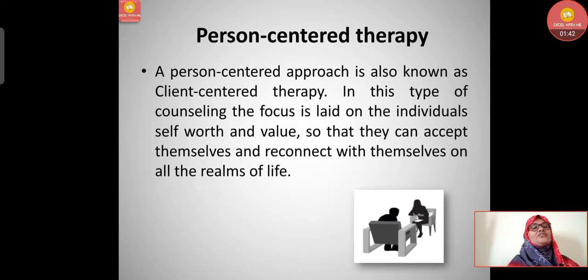person-centered counseling. Before that, let me tell you about one term, that is person-centered therapy. A person-centered approach is also known as client-centered therapy. In this type of counseling, the focus is laid on the individual's self-worth and value, so that they can accept themselves and reconnect with themselves on all the realms of life. Few persons are not able to cope up with the situations which arise in their life, so they lack their self-confidence. What is the motive of this therapy?